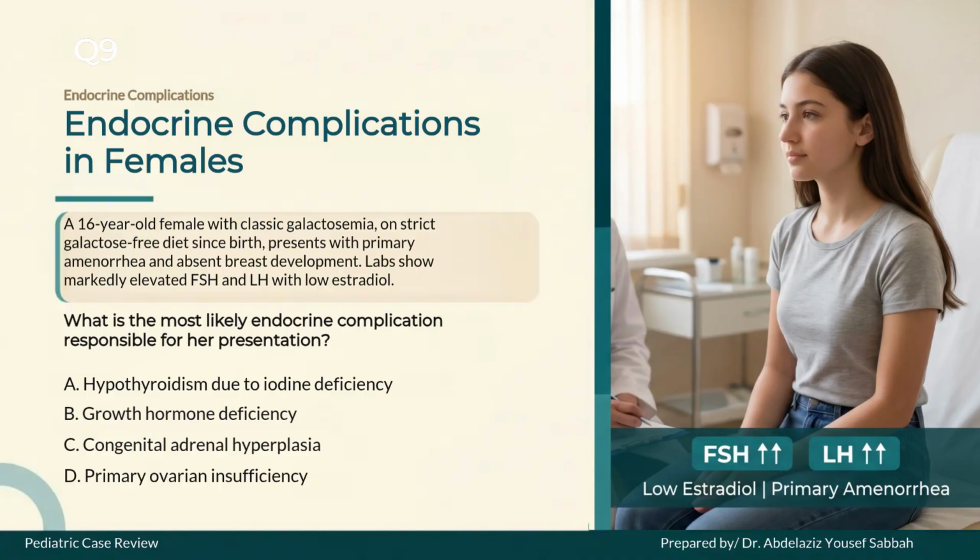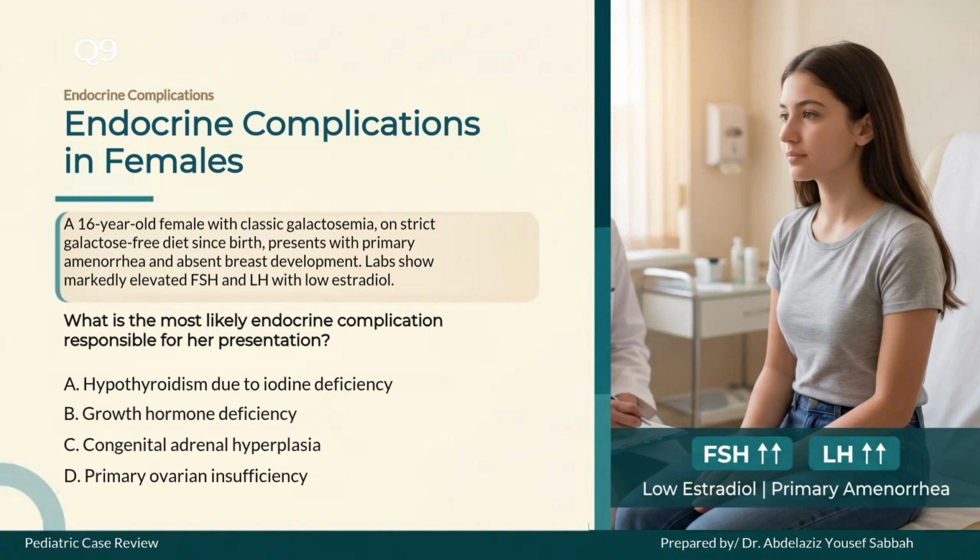Case 9. A 16-year-old female with classic galactosemia on a strict galactose-free diet since birth presents with primary amenorrhea and absent breast development. Laboratory testing shows markedly elevated follicle-stimulating hormone and luteinizing hormone with low estradiol. What is the most likely endocrine complication responsible for her presentation?